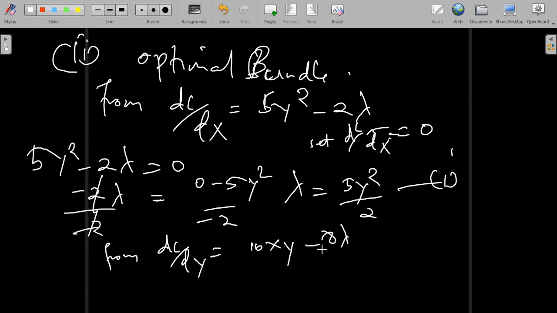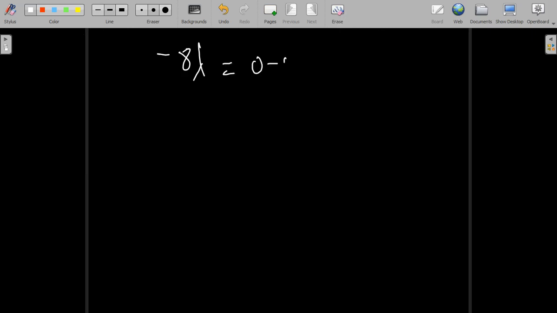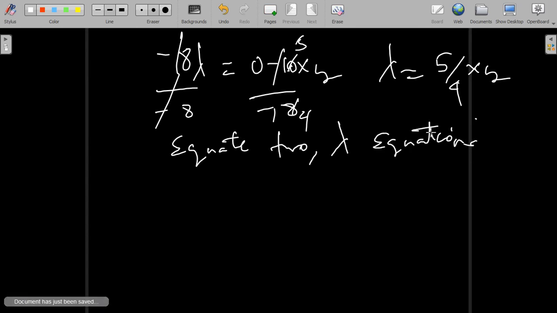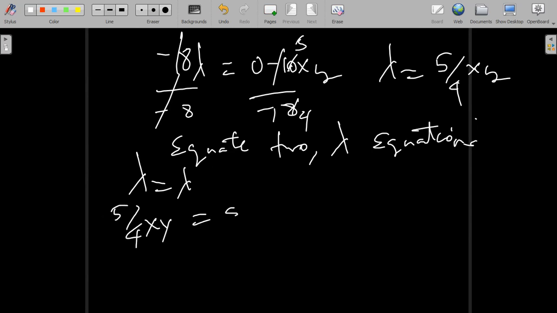Now from dL/dy, we do the same. We make lambda the subject. 8 lambda is equal to 0 minus 10xy. When we divide, we obtain our lambda equation, that gives you 5xy over 4. Now we equate the two equations for lambda, that is lambda is equal to lambda. Then we have 5xy over 4 is equal to 5y² over 2.